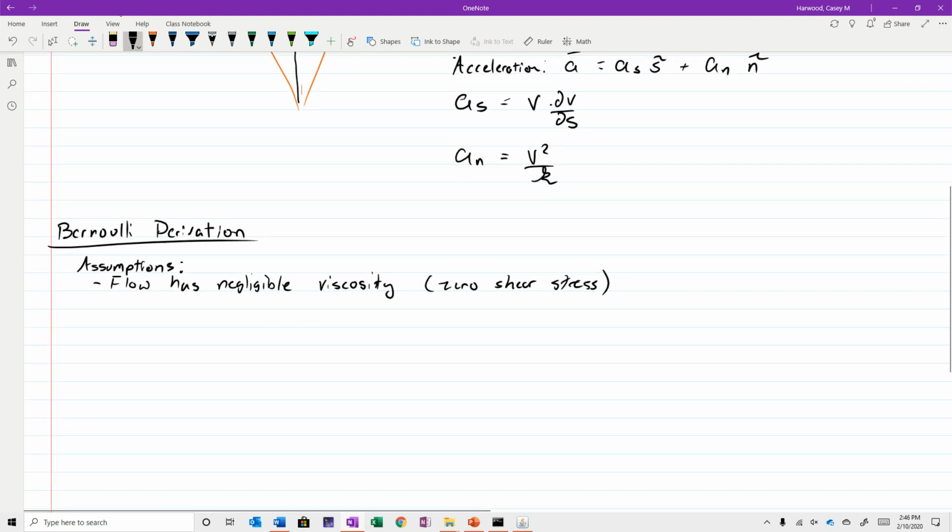And the second is that the flow is Eulerian steady. Which means, again, that if you were to place some sort of probe into a point in the flow and monitor it over a period of time, nothing changes at a fixed point.